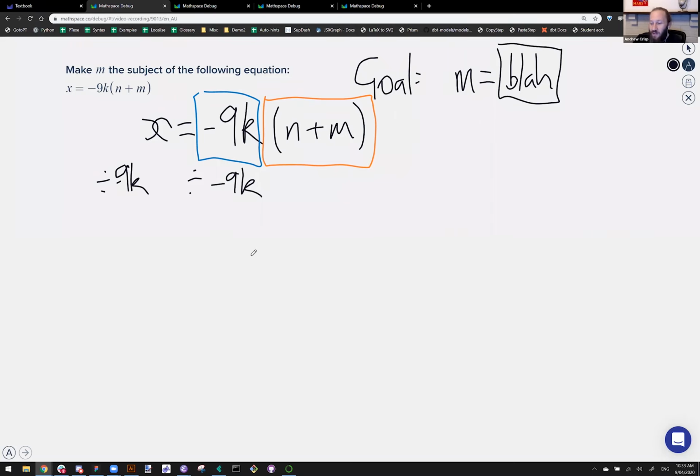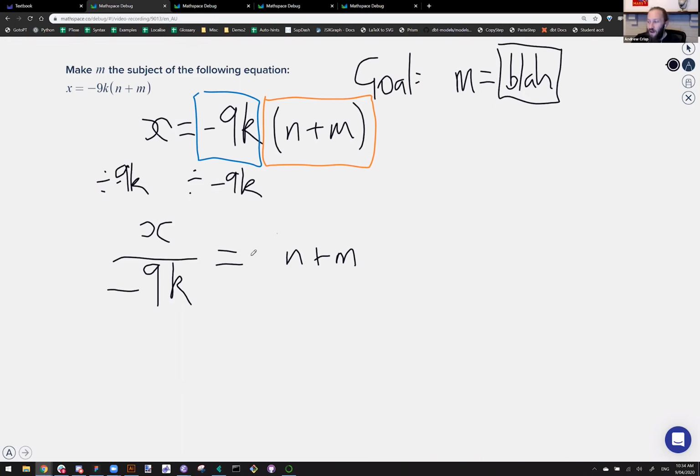All right, so let's do dividing. X divided by minus 9K equals, so I've moved this one over. I can just rewrite this, bracket N plus M. And we don't need to write the brackets anymore. The brackets were telling me that minus 9K multiplied all of this. So I can just get rid of those. And I just have N plus M.